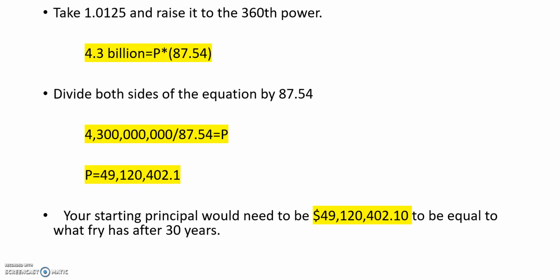Continue to simplify by dividing both sides of the equation by 87.54. So you're going to have 4.3 billion divided by 87.54, and that's going to equal P. Once you do that, you'll find that P equals $49,120,402.10. So your starting principal would need to be $49,120,402.10 to be equal to what Fry has after only 30 years.